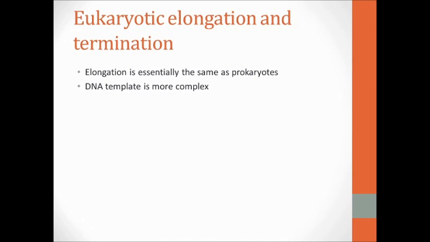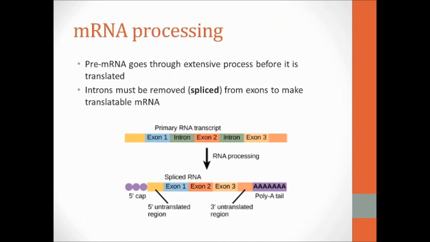Elongation is essentially the same as in prokaryotes, but the DNA template is more complex, as can be expected. Pre-mRNA will go through an extensive process before it's translated into proteins because introns have to be removed, or spliced, from the exons to make translatable mRNA. If you don't take out those introns, it can be devastating to the organism and cause a variety of different diseases.